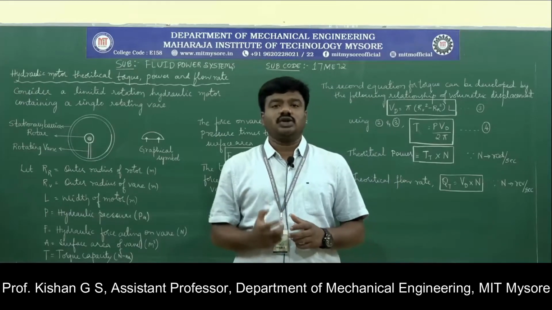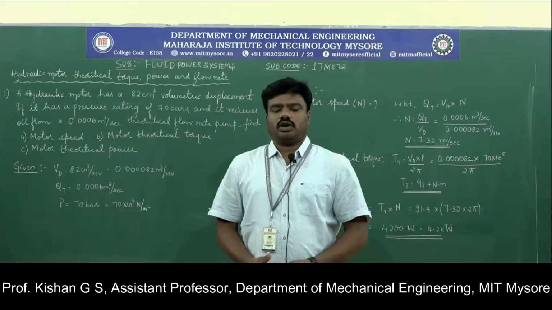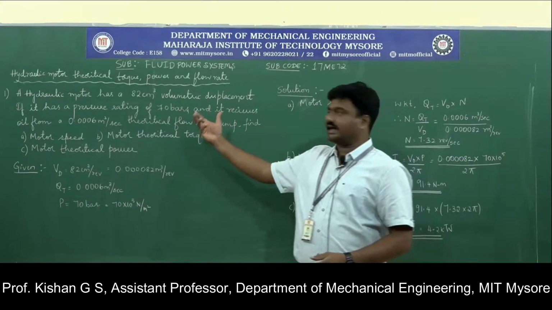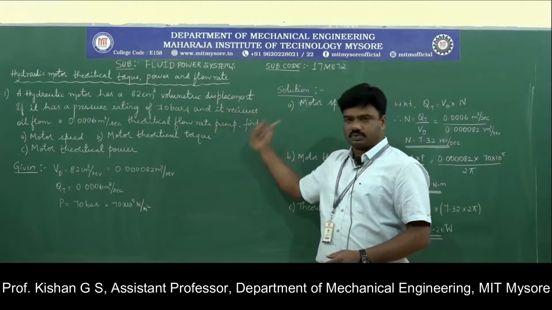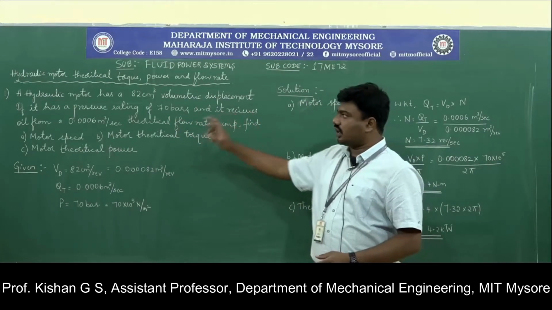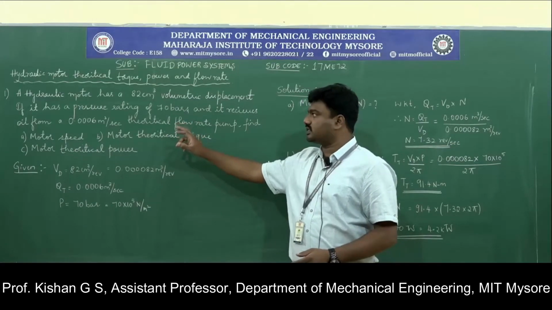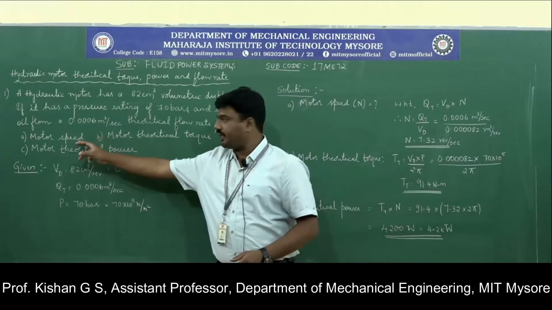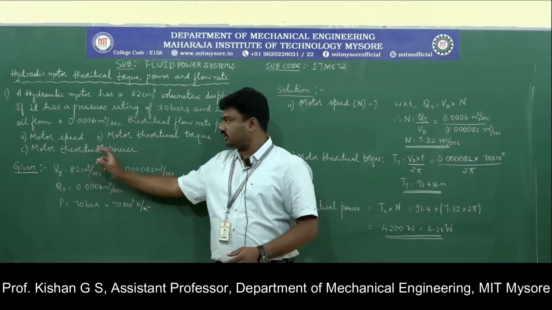Now let us take a numerical on the same principle. Let us take the numerical now. So the question states like this: a hydraulic motor has 82 centimeter cube volumetric displacement. If it has a pressure rating of 70 bar and it receives oil from a 0.0006 meter cube per second theoretical flow rate pump, find number 1, motor speed, number 2, motor theoretical torque, and number 3, motor theoretical power.